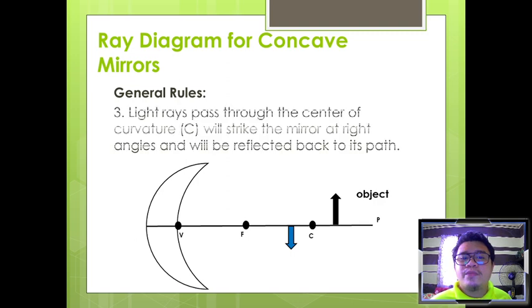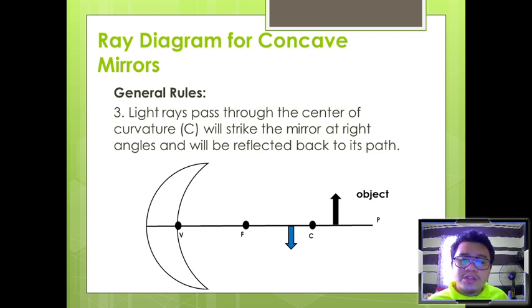According to the third rule, light rays that pass through the center of curvature, or your C, will strike the mirror at right angles and will be reflected back to their path. So, what does this mean? This means, class, that every light ray that enters the mirror and passes through the center of curvature will always be reflected back to its path. Meaning to say, the reflection is towards the same path the incident light rays have taken when they hit the mirror.